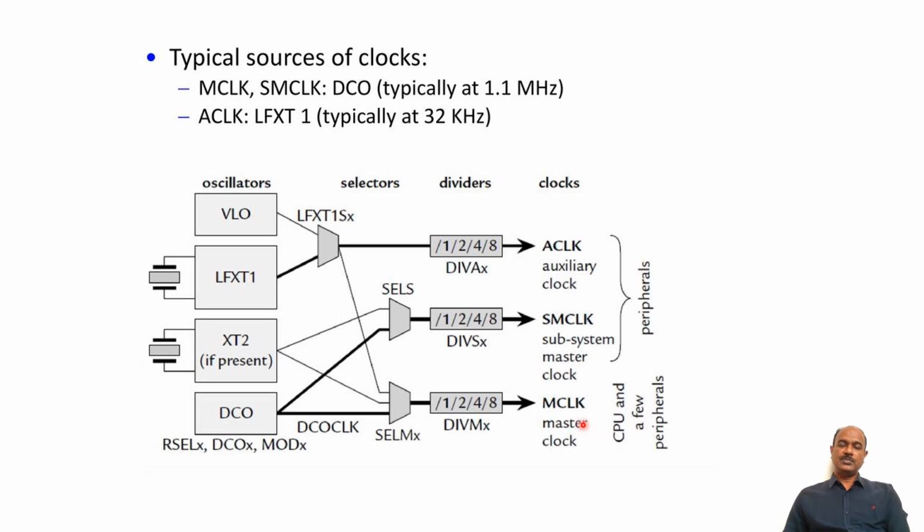This MCLK and this SMCLK are in the megahertz range. Their maximum value can be up to 16 megahertz. Whereas this ACLK, its value will be either 12 kilohertz or 32 kilohertz. So remember, this auxiliary clock, ACLK, is in the kilohertz range. Its value will typically be either 12 kilohertz or 32 kilohertz.